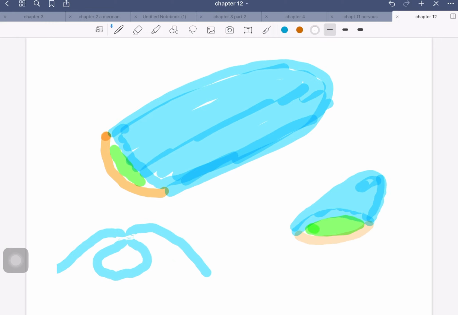And so we end up with, when these folds form, it's going to happen all the way down.